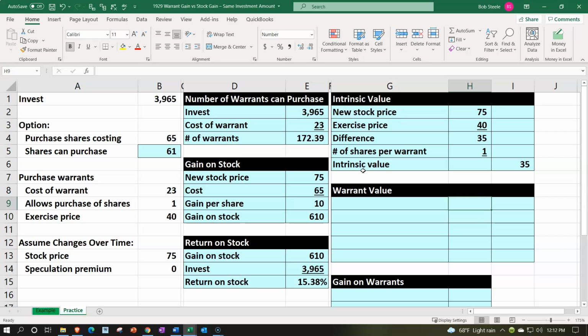And then we've got the warrant value. So the value of the warrant is, we're going to pick up that intrinsic value. And remember, there's no speculation premium here. So we're just going to be picking up the intrinsic value of the 35.